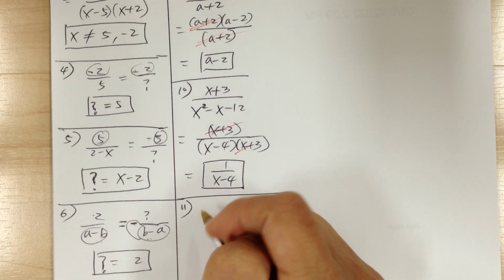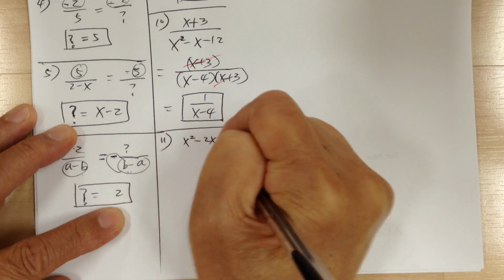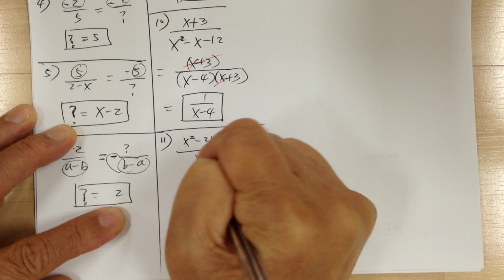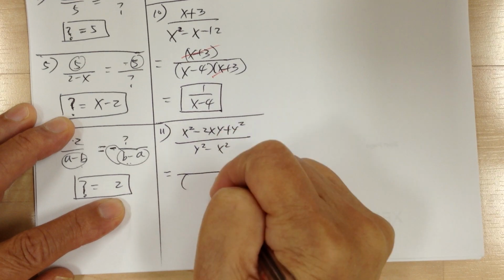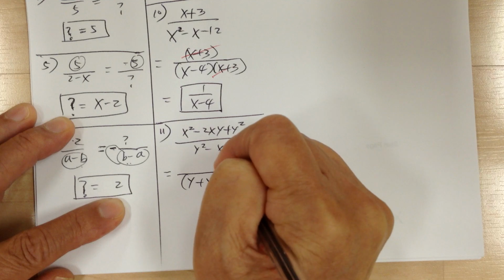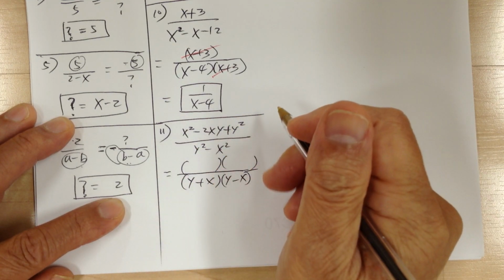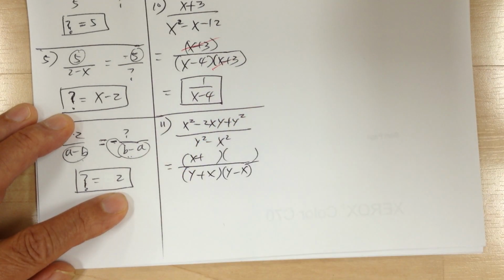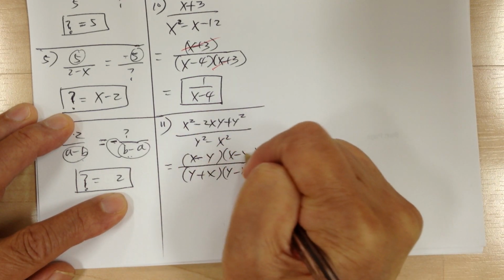Okay, number 11. You have x squared minus 2xy plus y squared over y squared minus x squared. So you factor everything. The bottom one is the difference of squares, so factor into y plus x, y minus x. On the top, use your master product, or actually this is step 2b, so it'd be x minus y.